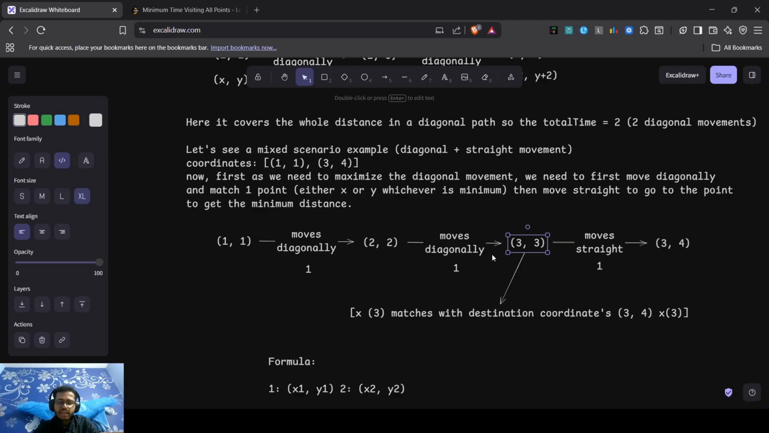We need to consider a straight movement, either horizontal or vertical, so that we can go from 3 comma 3 to 3 comma 4. Because we achieved the x, which is 3, we don't need to go diagonal again, because moving diagonally means we increase both x and y. If we had gone diagonal, we would have gone to 4 comma 4, but our final destination is 3 comma 4. So we considered a straight movement so that we only affect one point of the coordinate.